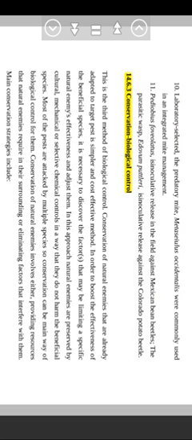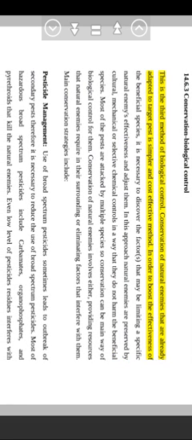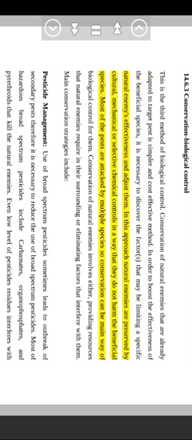14.6.3 Conservation biological control. This is the third method of biological control. Conservation of natural enemies that are already adapted to the target pest is a simpler and cost-effective method. In order to boost the effectiveness of the beneficial species, it is necessary to discover the factors that may be limiting a specific natural enemy's effectiveness and adjust them. In this approach, natural enemies are preserved by cultural, mechanical, or selective chemical controls in a way that they do not harm the beneficial species.